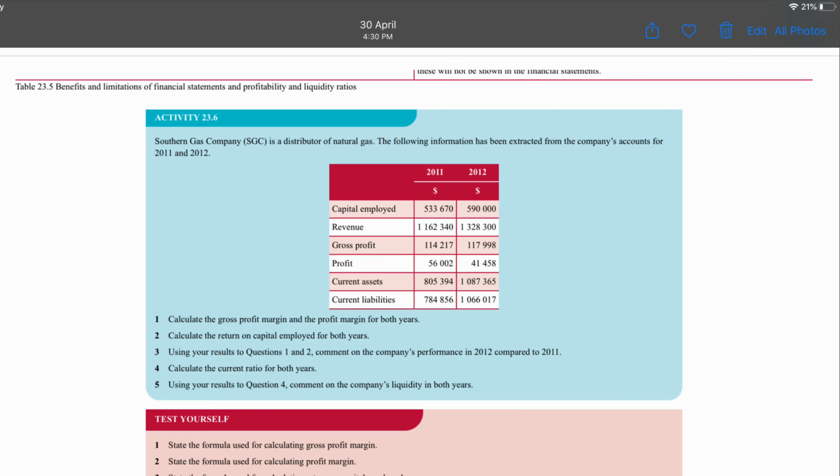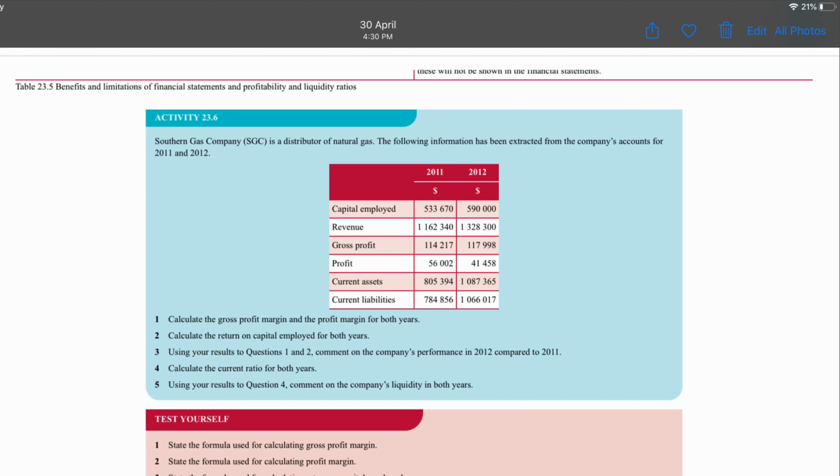For profit margin, your formula should be profit over revenue times 100. So the profit margin for year 2011: 56002 divided by the revenue 1162340 times 100%, you should get 4.8% for 2011. For 2012, the profit is 41458 divided by revenue 1328300 times 100%, you should get 3.1%.